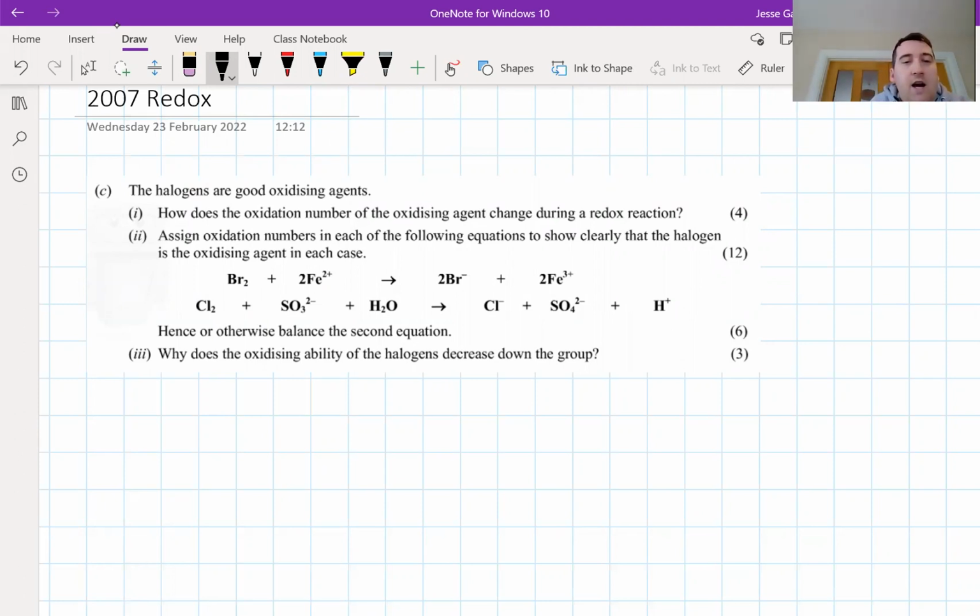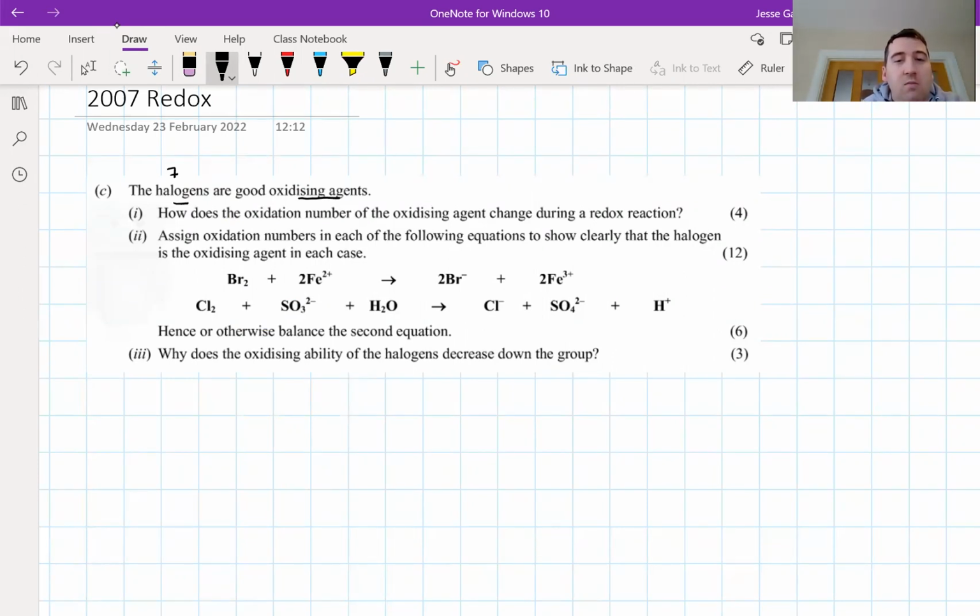So it begins by saying the halogens are good oxidizing agents. So halogens, this is group 7 on our periodic table, and it tells us they're good oxidizing agents. All right, so I don't know how important that piece of information is going to be. Let's jump into the actual questions.